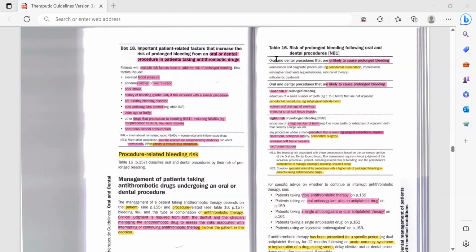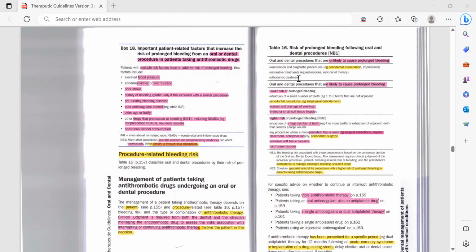For example, the oral and dental procedures that are unlikely to cause any prolonged bleeding. For example, if you are just doing the exam and diagnostic procedures, it means the periodontal examinations and the impression. It won't lead to any bleeding, so there is no need to do any alteration. Or if you are doing any restorative treatment, it means you are doing a filling or root canal therapy, because there is no blood involved in those procedures, so there would be no risk of any bleeding.